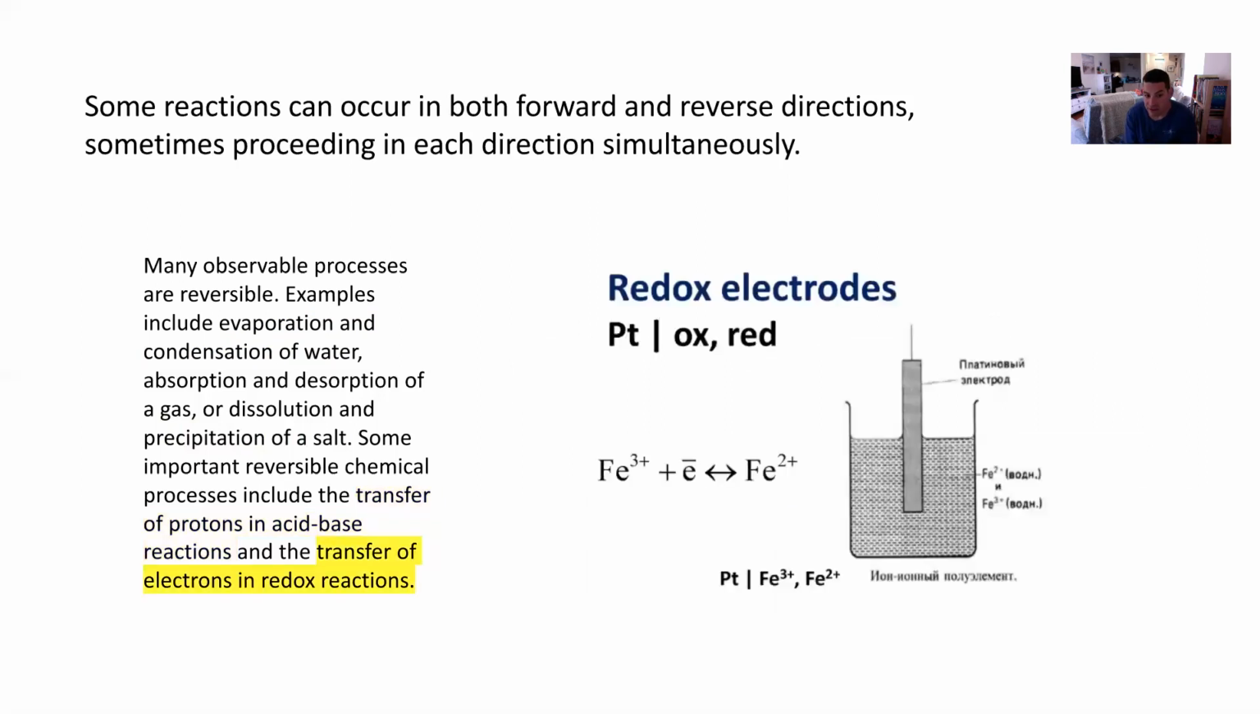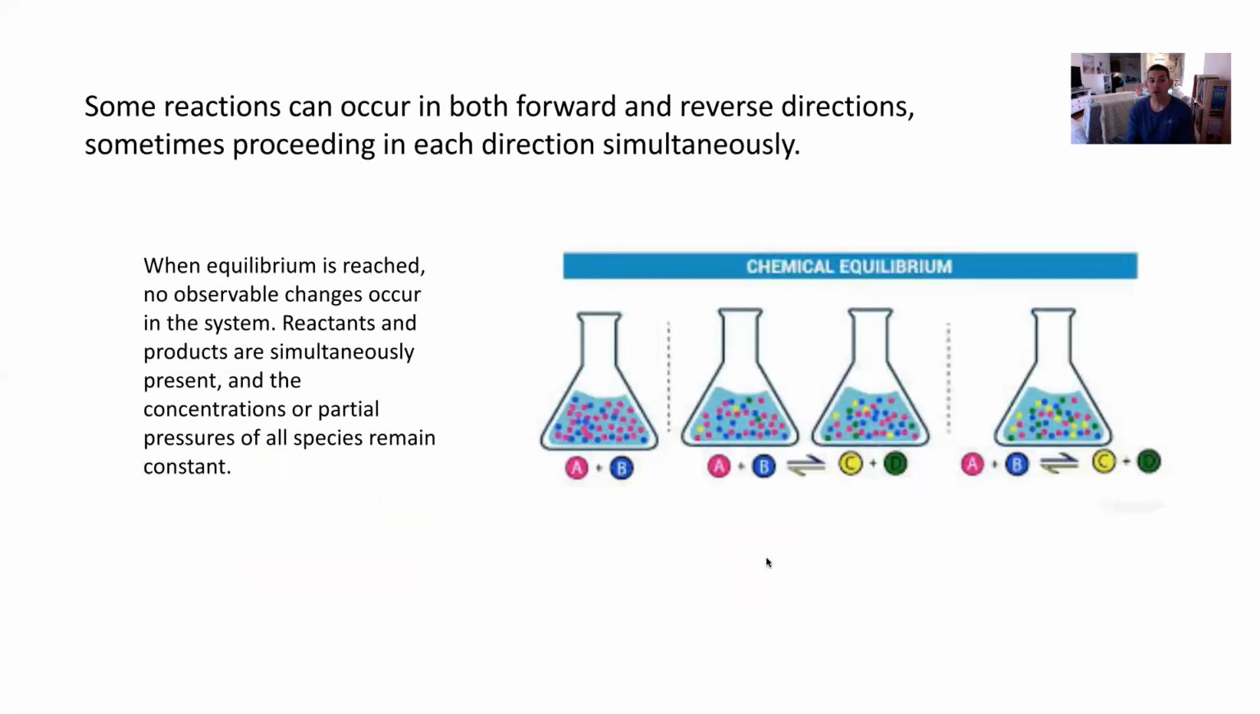And the transfer of electrons in redox reactions. The Fe3+ ion can gain an electron and become Fe2+, so it can be reduced. And then the Fe2+ can lose an electron and become Fe3+, so it can go back and forth from being reduced and oxidized. So it can go back and forth, and if these two processes are happening simultaneously, that would be a chemical equilibrium.